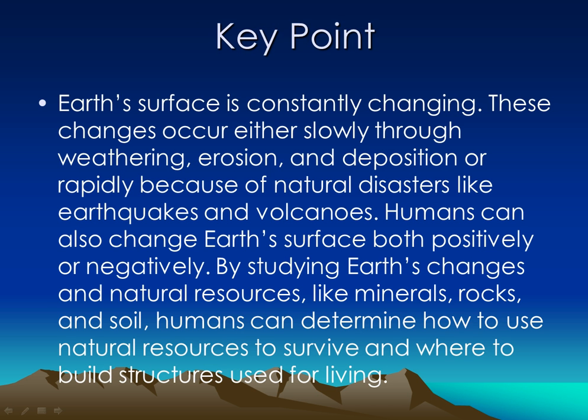Before we do that, let's review our key point, which is Earth's surface is constantly changing. These changes occur either slowly through weathering, erosion, and deposition, or rapidly because of natural disasters like earthquakes and volcanoes. Humans can also change Earth's surface both positively or negatively. By studying Earth's changes in natural resources like minerals, rocks, and soil, humans can determine how to use natural resources to survive and where to build structures used for living.